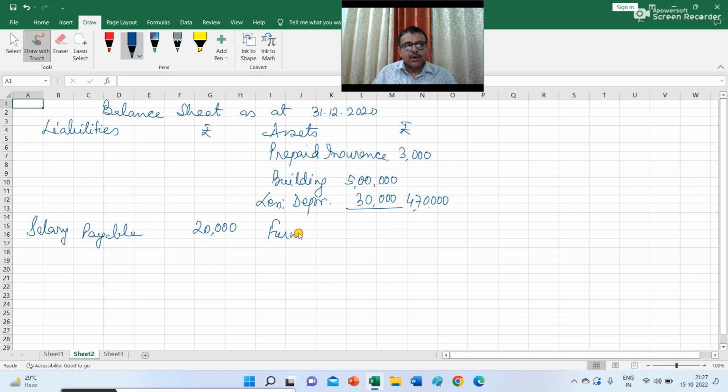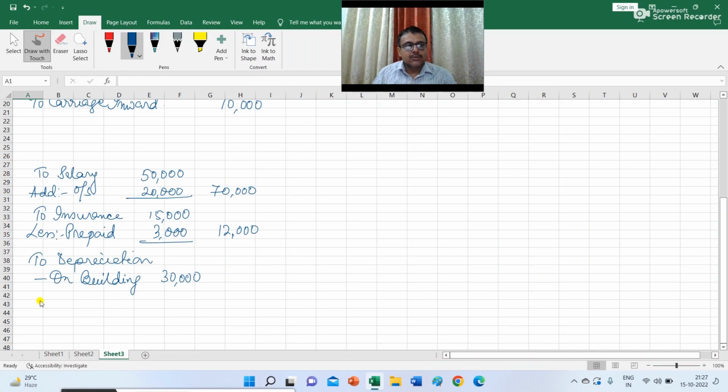Next item is furniture. So I have to record furniture in the balance sheet for rupees 4 lakh and less depreciation 24,000. So in the outer column you have to record 3,76,000, and in the profit and loss account you have to charge depreciation on furniture for rupees 24,000. In the outer column you record 54,000.